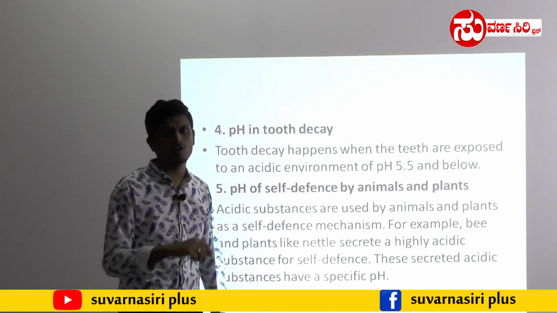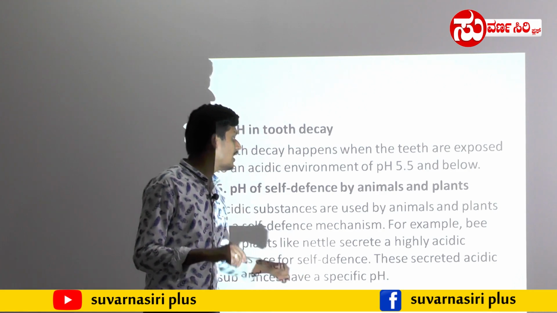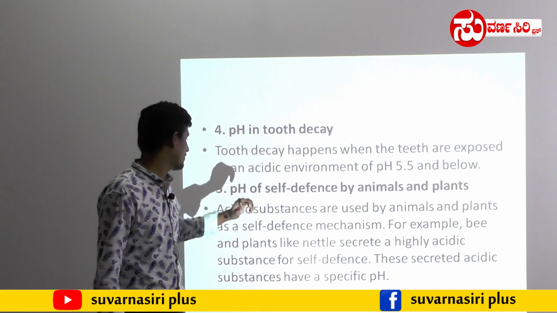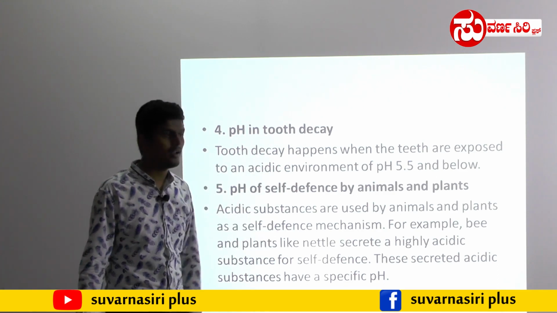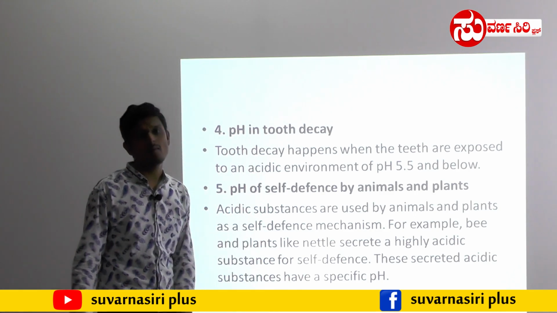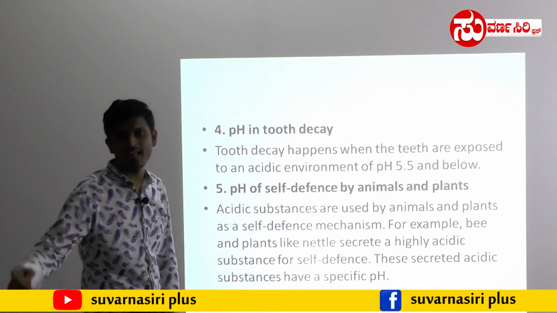So here the nettle plant also contains a highly acidic substance for its self-defense. That is the best example; you may write it for the plant nettle. These secreted acidic substances have a specific pH. So we will move on to the next slide.